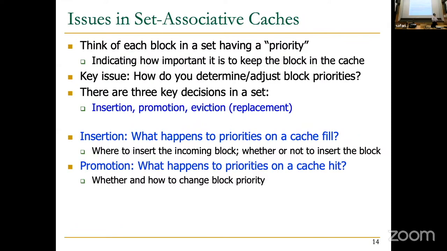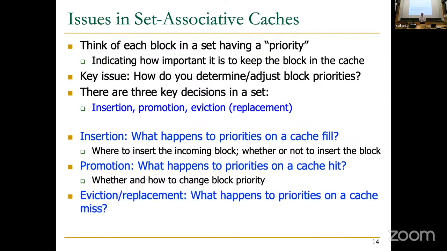Whenever you hit on a cache block, randomly change the priorities. Could be interesting. And it turns out it's not a bad policy on average across many workloads, because in some workloads, locality doesn't exist very well, and you have set thrashing problems, etc.